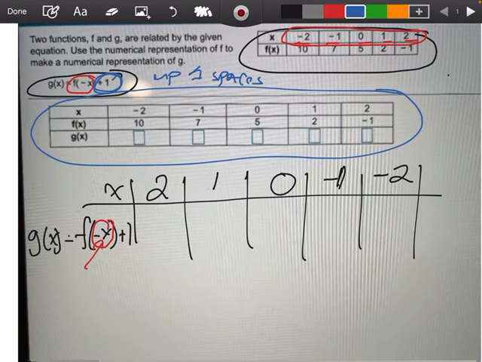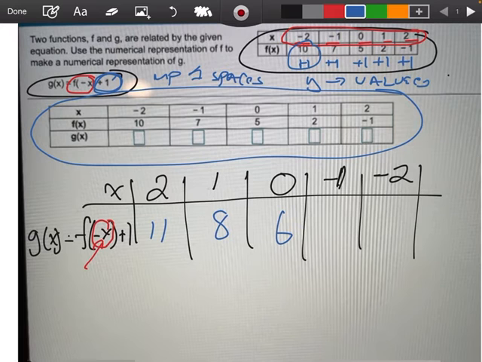And if I'm moving up one space, that means I'm changing my y values. Since I'm going up, I'm going to add 1 to each of my y values. So if you look here, 10 plus 1, that's now 11. 7 plus 1, that's now 8. 5 plus 1, that's 6. 2 plus 1, that's 3. -1 plus 1 is 0. Okay, so now we've got our new table, right?